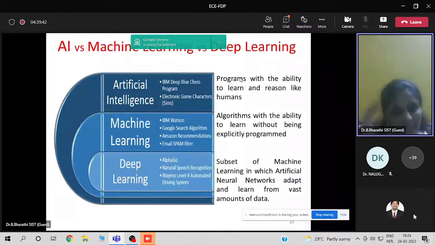Now I'm not happy with just machine learning. I want the machine to learn at a fine-grained level, a higher degree of learning. That is why I talk about deep learning. Whenever I talk about reinforcement learning, neural networks and so on, those are fields related to deep learning. Examples of applications which use deep learning are AlphaGo, natural speech recognition, and Waymo.